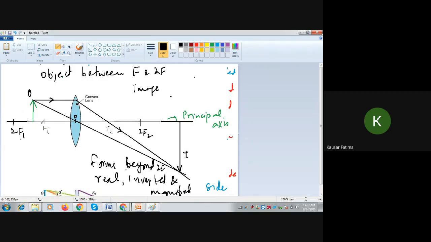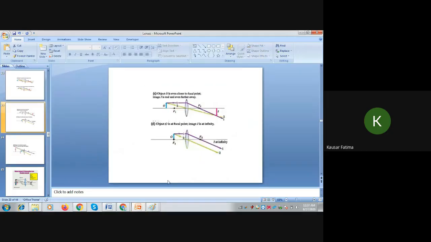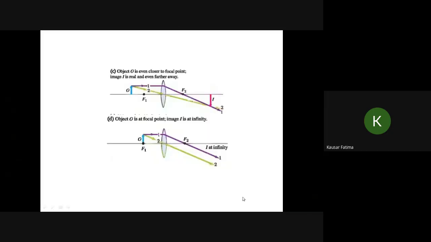What happens when we place the object at f? If you place the object at f, the rays will become parallel to each other and the image will be formed at infinity. You can see this object is at f, and the rays after passing through the lens have become parallel to each other. It means at a very long distance they will be meeting. It means the image forms at infinity. When the object is at f on this side, the image forms on the other side at infinite distance.